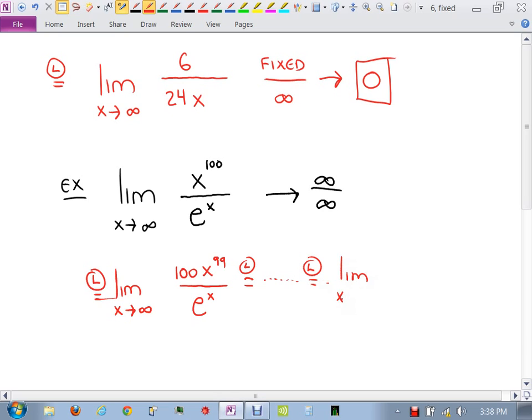a limit, x goes to infinity, of eventually a constant. Because eventually you'll have some number times x, and then the next time you take the derivative, it'll just be a number on top, won't it? A number over what? e to the x. And when you take that, it's going to be fixed over infinity, won't it? And it's going to go to 0 then.